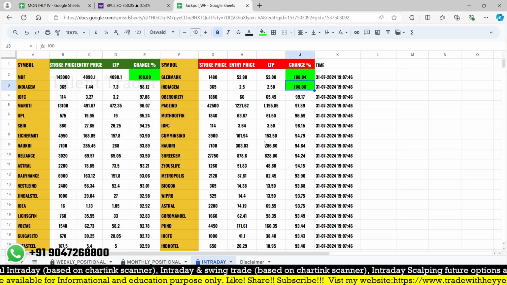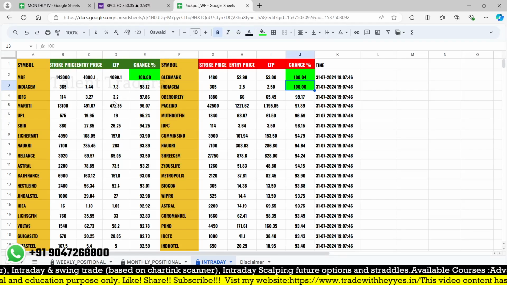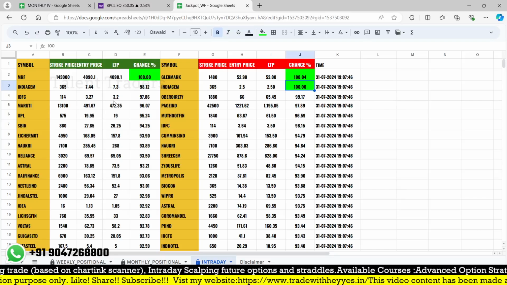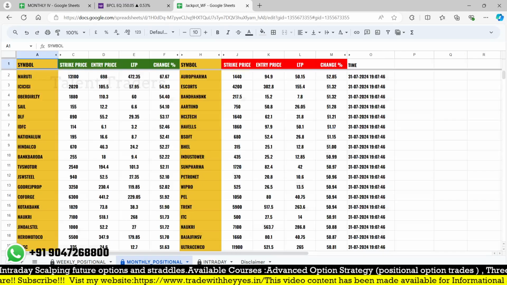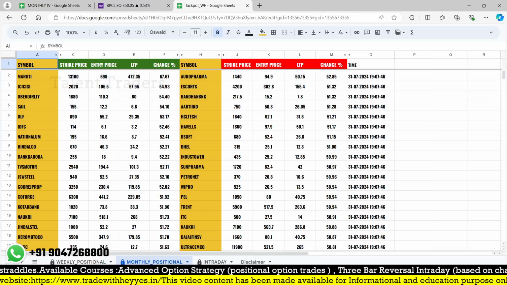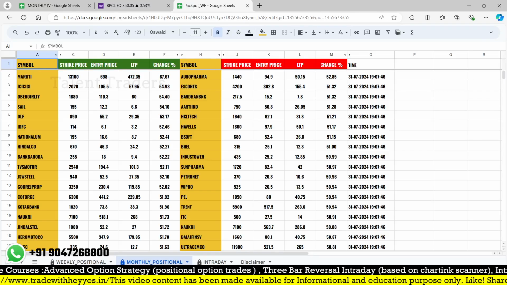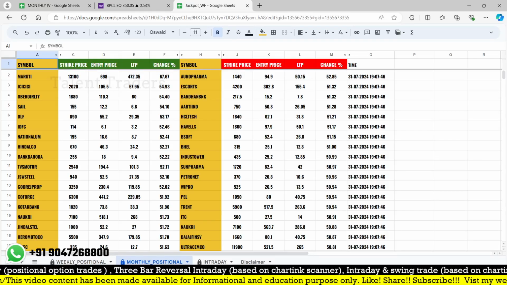So that is why we are using this Google Sheet. It is like a real-time scanner where we find out which stocks break the Camarilla R4 level in real time. And monthly positional purely works based on our positional concept. As of now, no stocks are nearing our entry point. Whenever one crosses, we will get an opportunity to find a positional one.